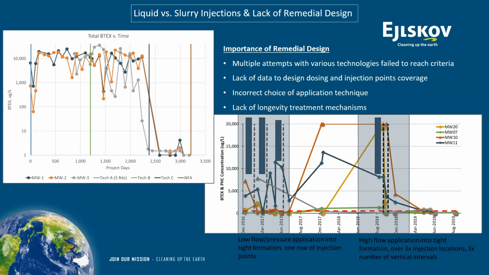And they had one row of injection points for the PRB. We typically recommend multiple rows. They really didn't get enough material in. They didn't have enough vertical intervals injected, and they applied under low pressure, low flow in that tight glacial till, and just could not get contact. And so after the RDC, we did one application of the same technology that was used there on the left, and you can see the results. That data is only shown until August of 2019, but I had a discussion with the client last month, and that data has continued to stay down.